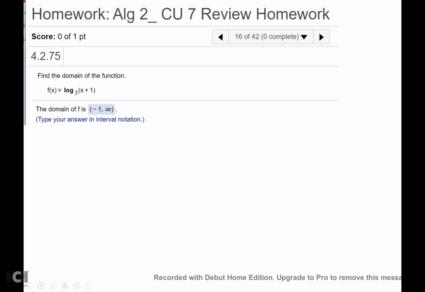Alright, find the domain of this function. Hold on just a second.